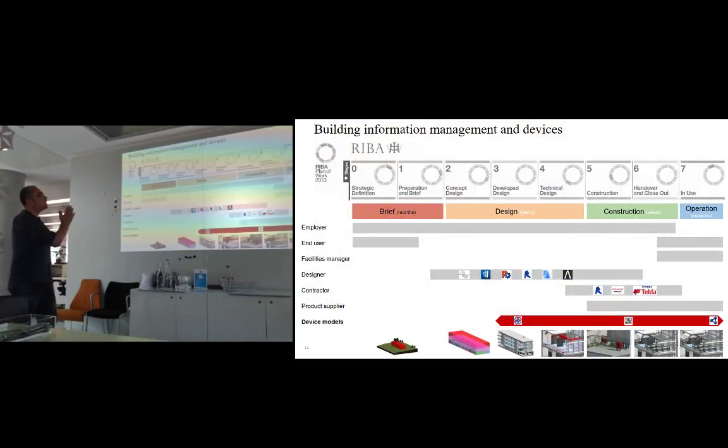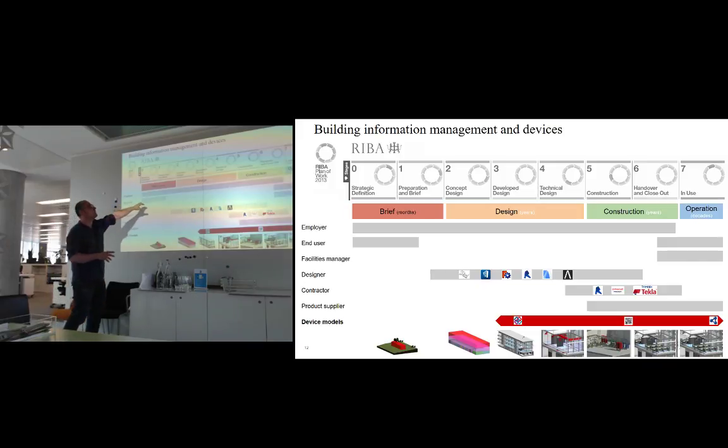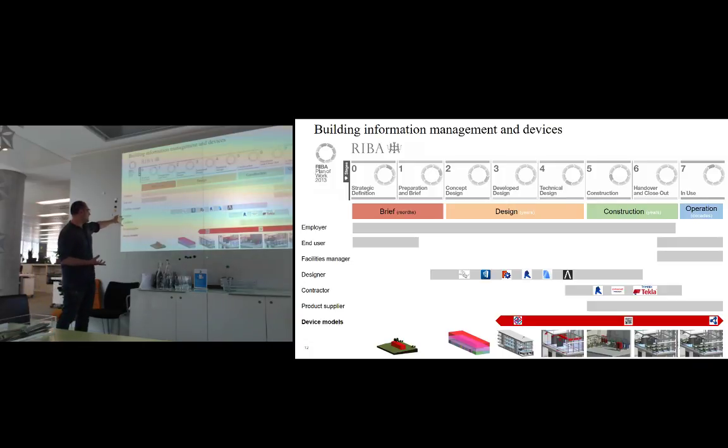Through all these design stages, from brief strategy to operation, we have a number of players who start work at different stages. This is just indicative. Obviously, it could be much more complex. But in all of this, there are efforts right now to create a digital representation of things in buildings. Especially between designer, contractor, and supplier, there are ways of modeling things and modeling devices and using different software tools.